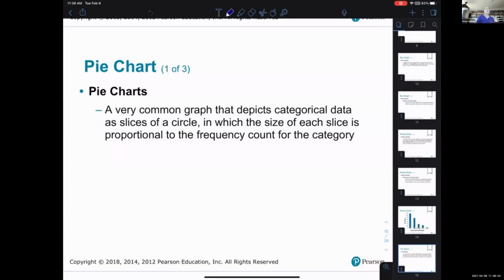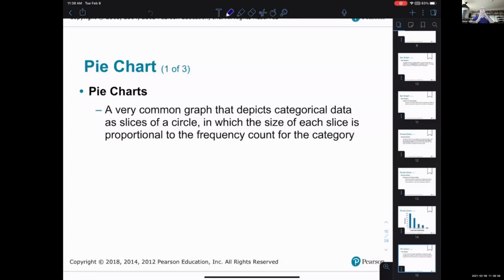So what do they say it is? A very common graph that depicts categorical data. So again, truth is, you could have categories of numerical data, but then almost any other kind of graph for numerical data would be better. So it really is primarily used for categorical data, like colors or states or types of boat or something like that. Categorical data as slices of a circle in which the size of each slice is proportional to the frequency count for the category.